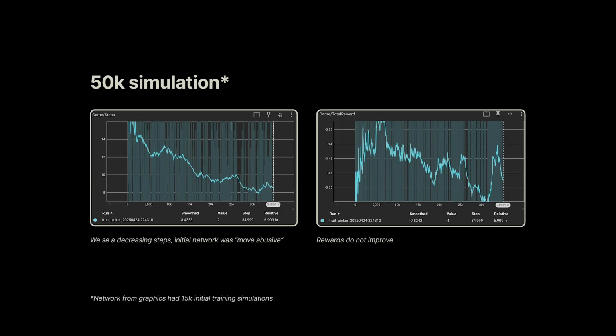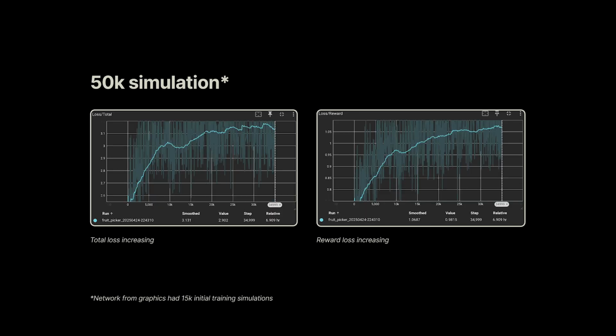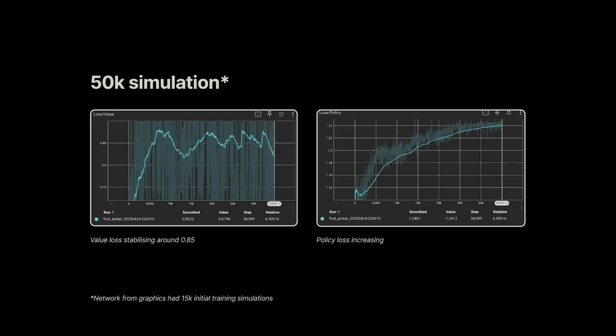So this is some data from TensorBoard of our 50K simulation. We can see that the game steps are reduced. Note this network had 15,000 initial training simulations, so it had also been trained from before. So it's 35,000 last steps. We can see that the step counter is moving downwards, and the rewards are not really going in any direction. The loss is also increasing and the reward loss is increasing. The value loss is stabilizing and the policy loss is increasing.